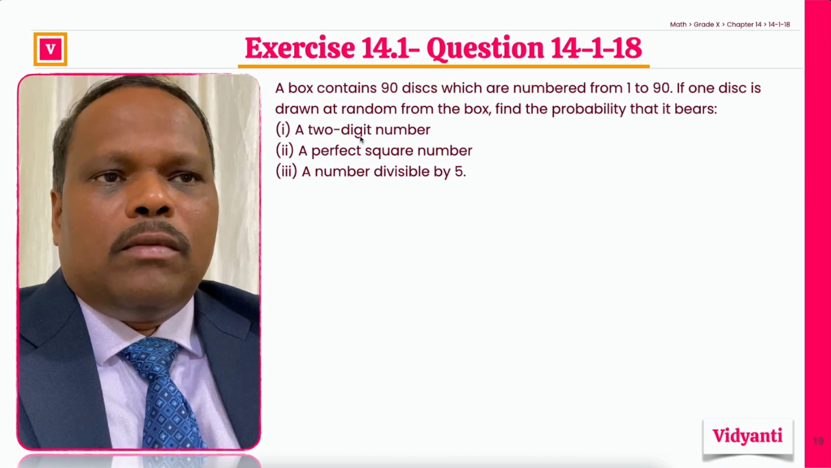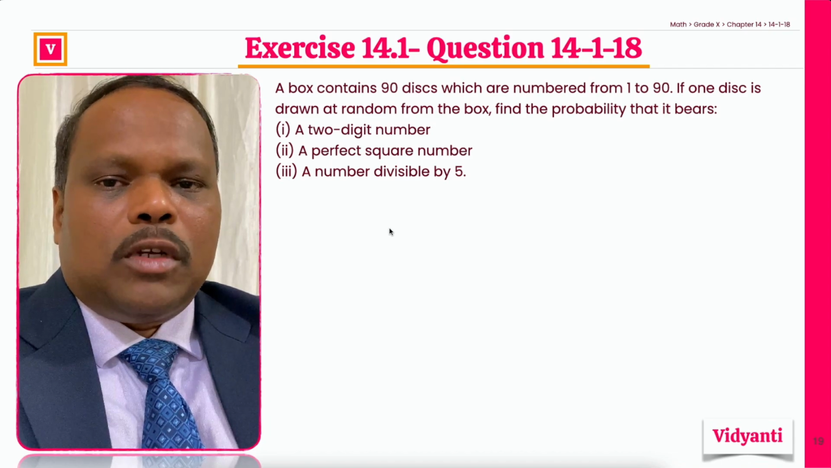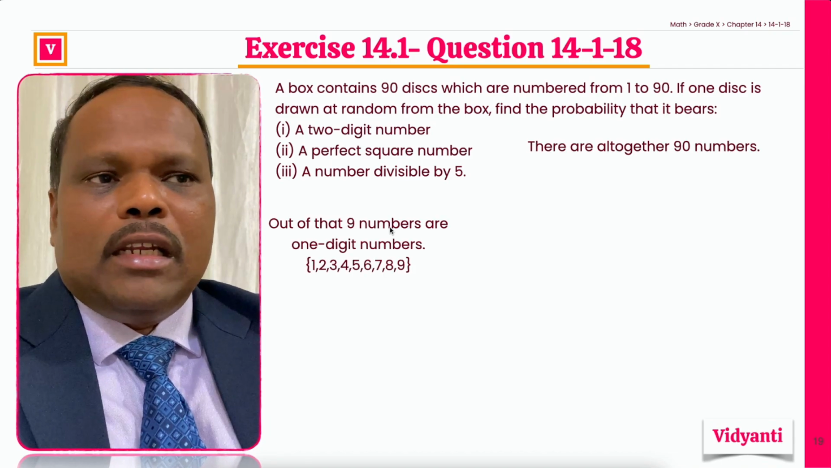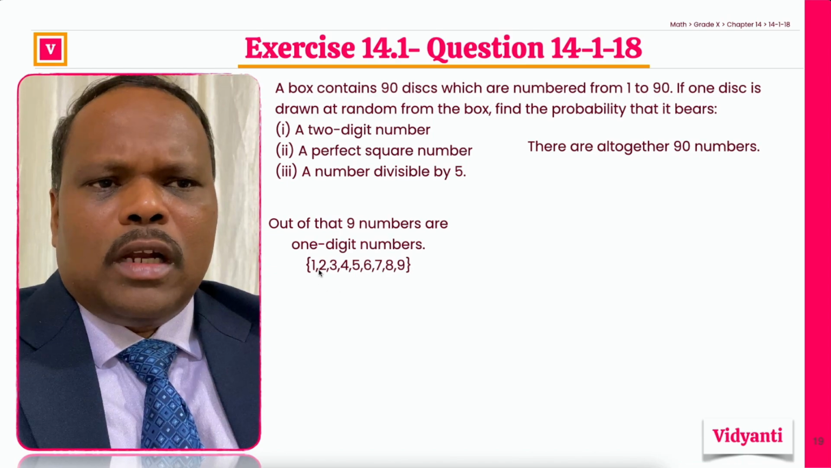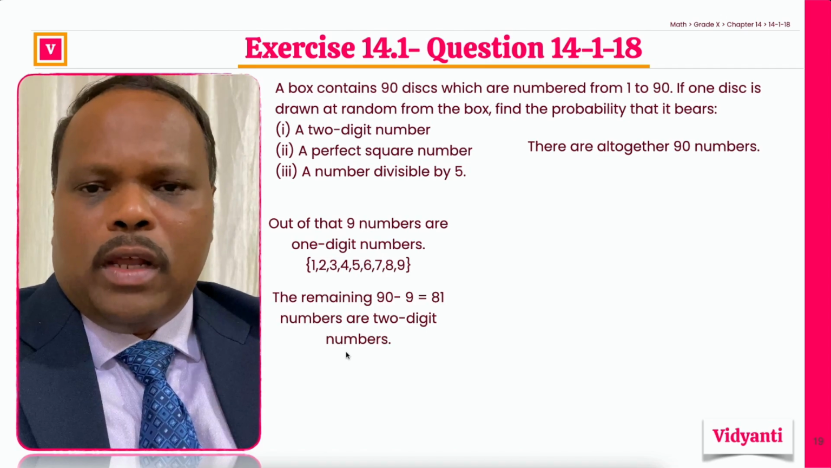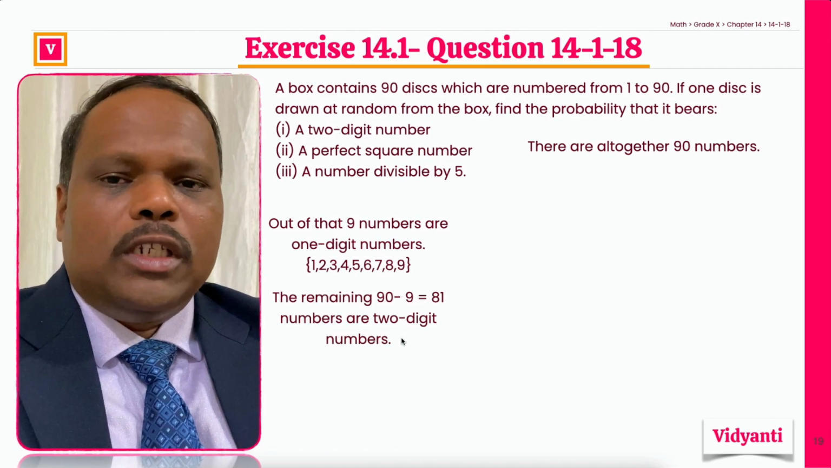And in the numerator, first we are looking for a 2-digit number. So the favorable thing will be a 2-digit number. Out of 90 numbers, there are 1, 2, 3, 4, 5, 6, 7, 8, 9. So 9 are 1-digit. So the remaining 81, 90 minus 9, will be 2-digit numbers.